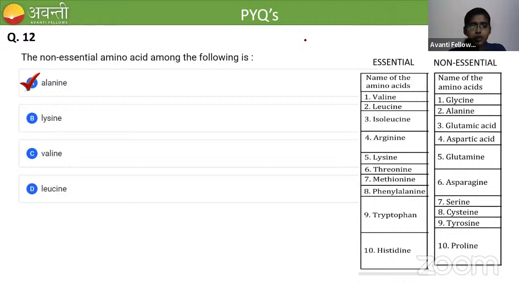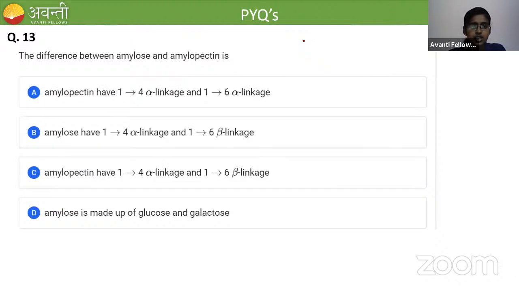Yes. So I'll go with the next question. That is question number 13. The difference between amylose and amylopectin is. So where do we study amylose and amylopectin? They come under polysaccharides, right? Under the starch section, you will study about amylose and amylopectin. So what is the answer? The answer would be option A. I'll show you why option A is the correct answer.